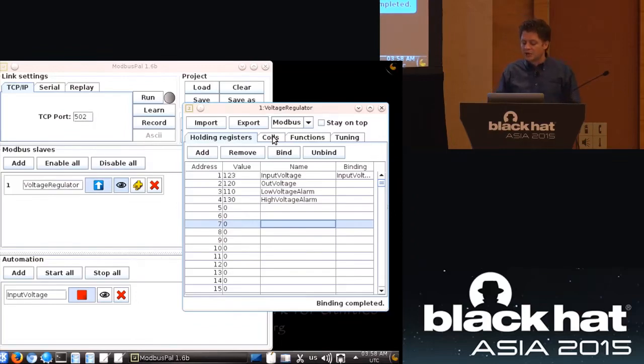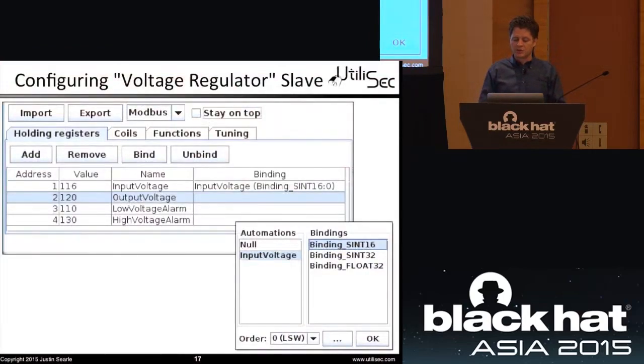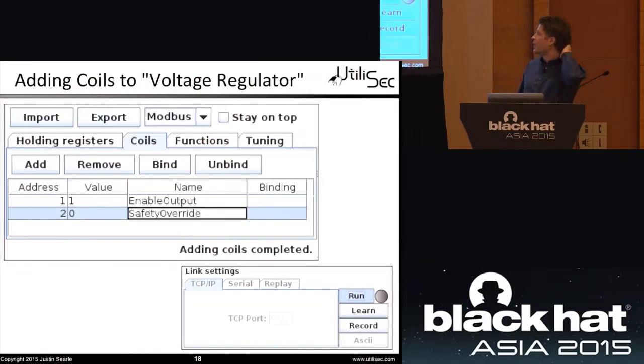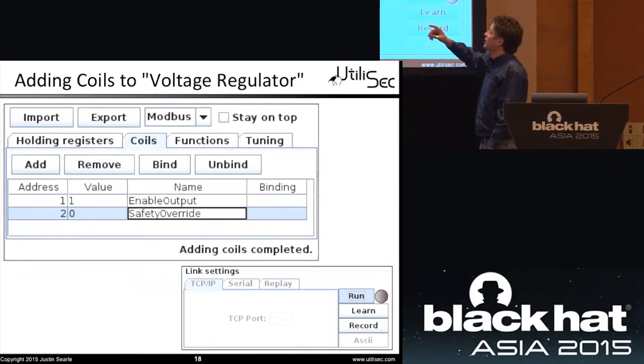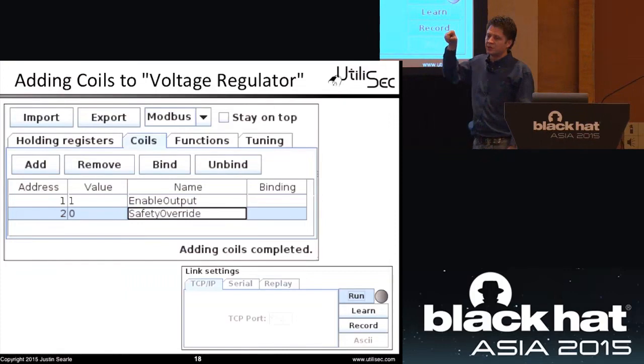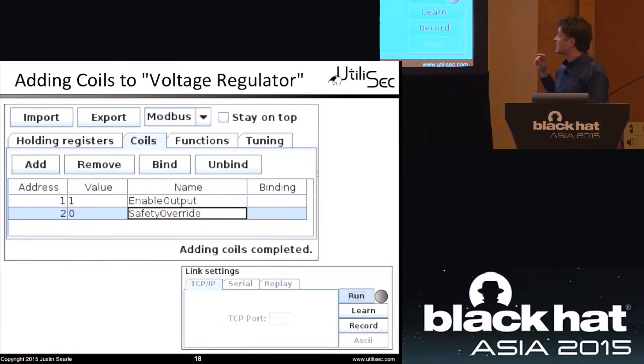Okay, the next one we want to do is configure some coils for us. If we go over to the coils tab, there's 2 coils I want to configure. First, an enable output. It's going to be a switch on this voltage regulator to be able to say turn on output or turn off output, so that we can remotely turn on and off this voltage regulator.